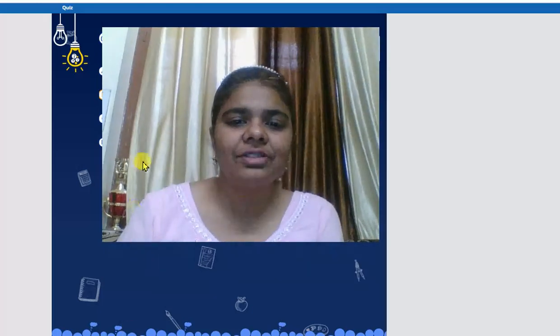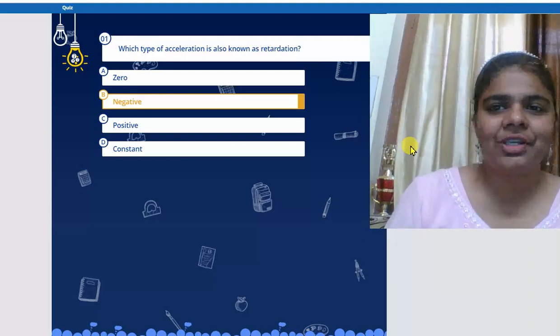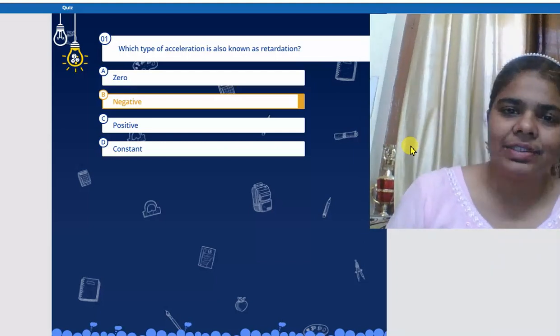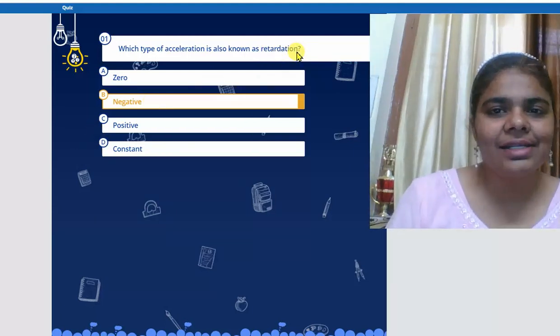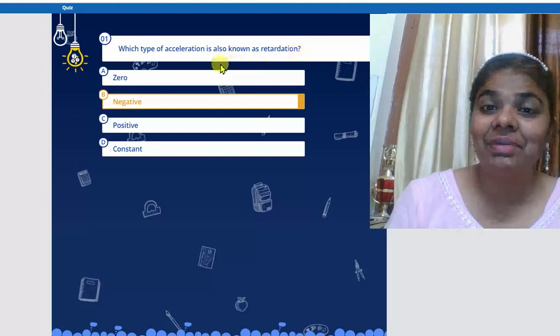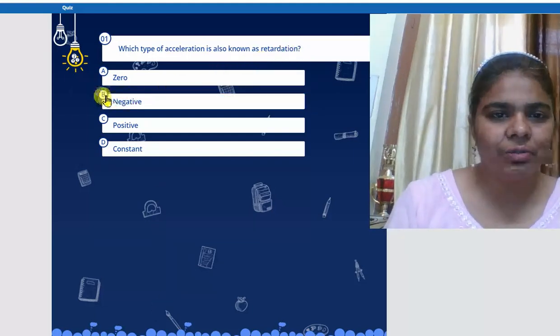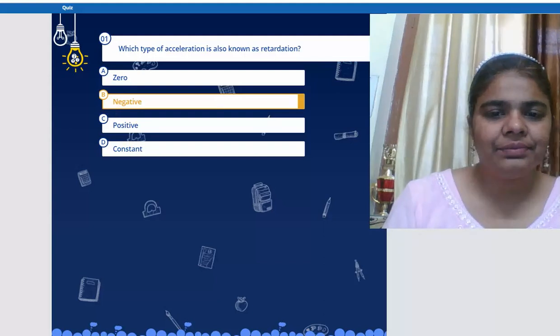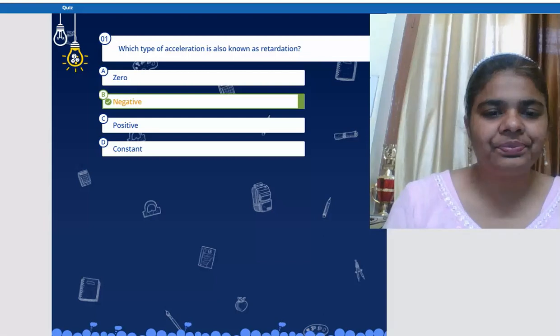So, to revise previous concepts, let's play a quiz. Here, the first question is, which type of acceleration is known as retardation? Yes, retardation means the acceleration in opposite direction. That means negative acceleration. So we have selected the option B. Yes, it's correct. Let's move to the second question.